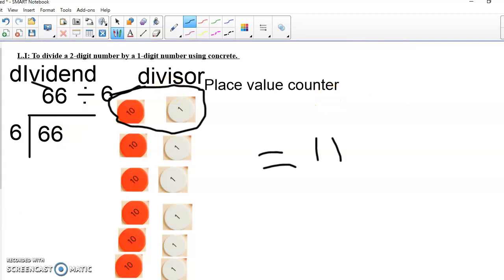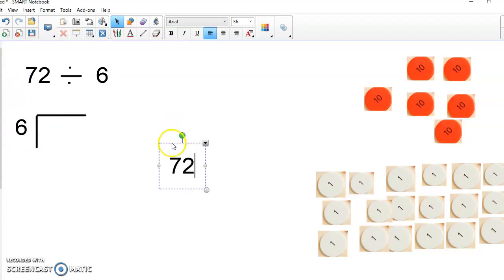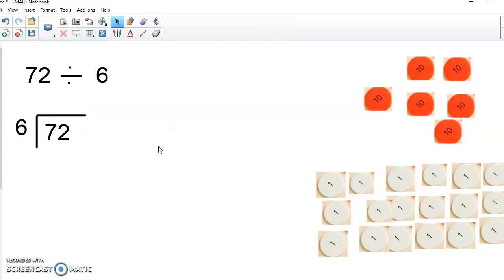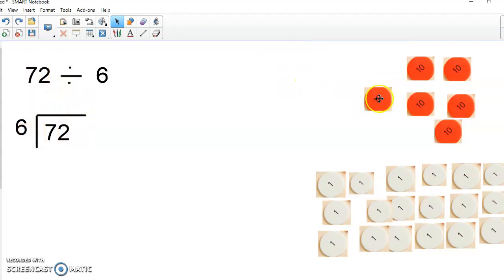Now let's try another one. So if I have 72 divided by 6, I'm going to put my 6 outside my bus stop, and I put my 72. Now this one, you're going to see how tricky it is, because you are going to have a remainder ten that you need to put on your ones column. So let's try doing this. So the first thing you need to do again is, if I copy that and I put this there, I'm trying to get 7 tens, yeah?